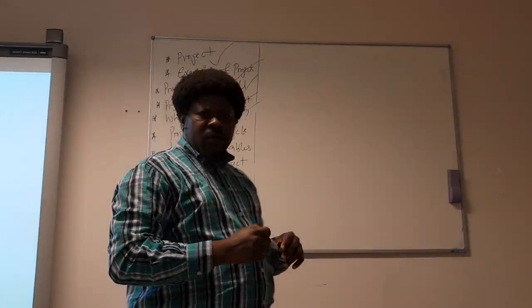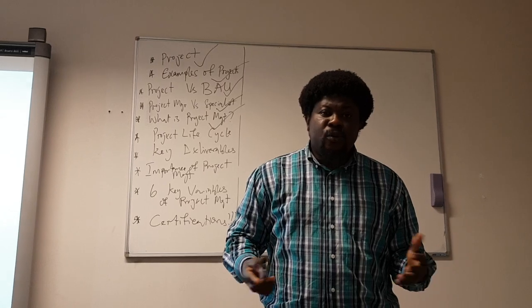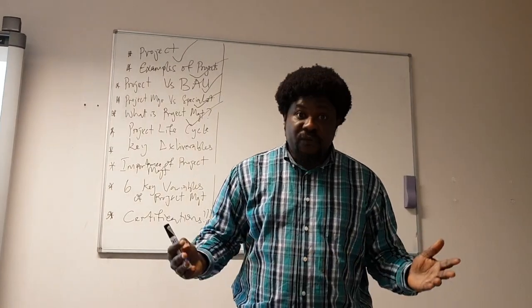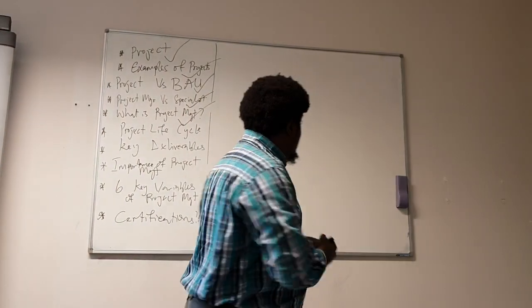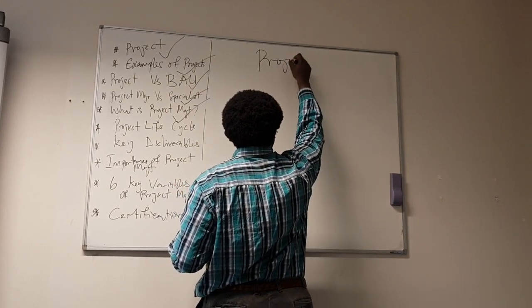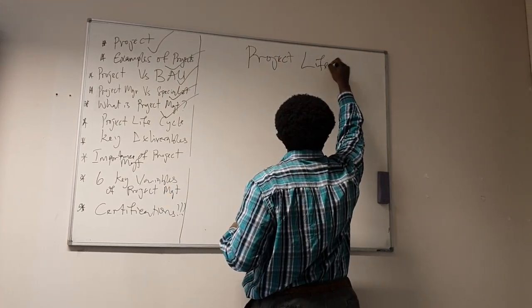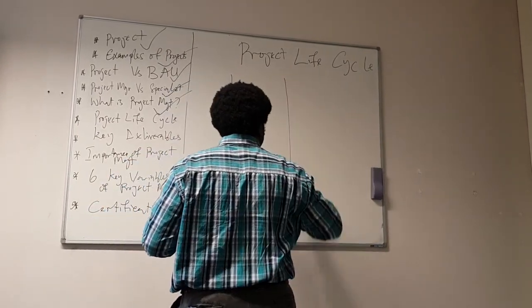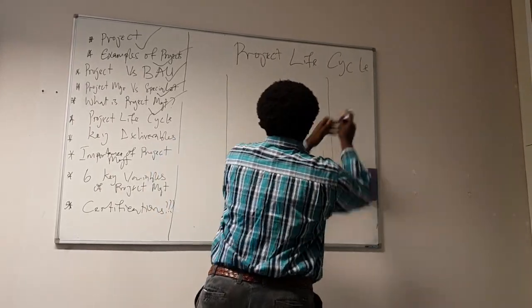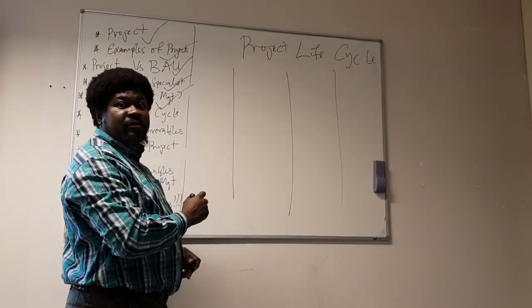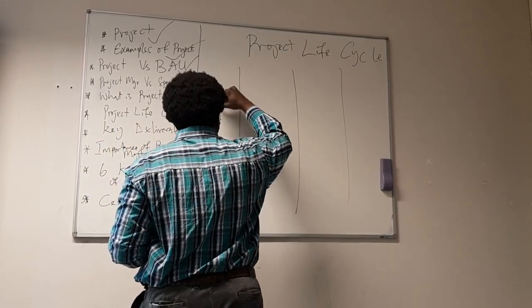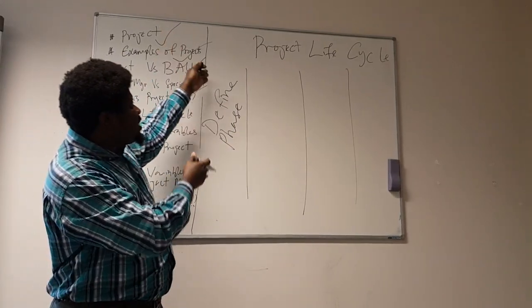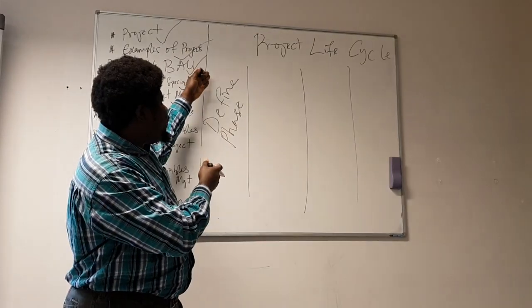Done. Now, when we talk about projects, a project has a life cycle, and the project life cycle is divided into four phases. Let's look at them together. Project life cycle. I'd like to divide this board into four parts. The very first stage of the project life cycle is called the define phase.